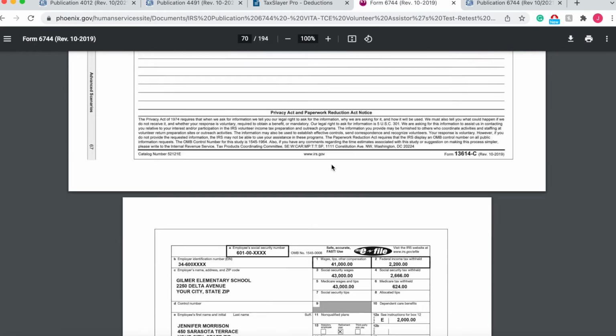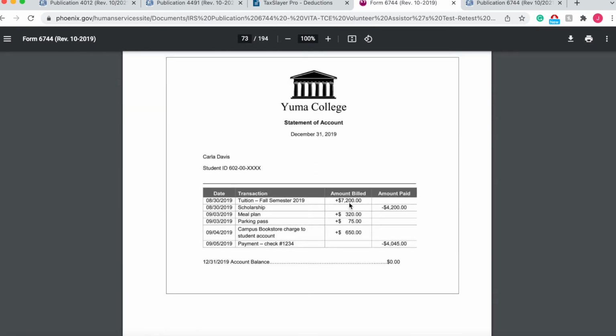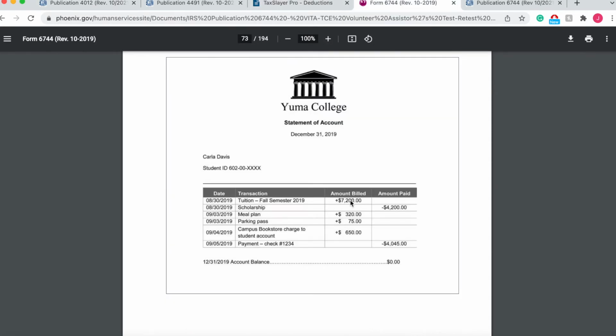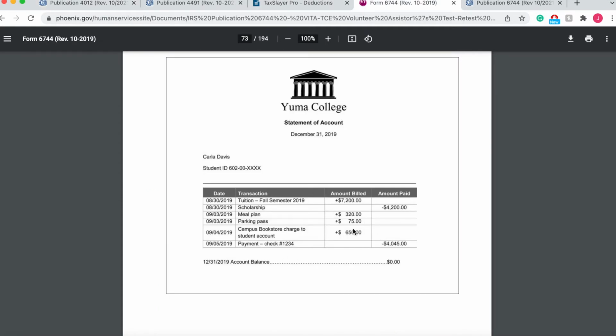So if we come back here to the education expenses that we got from the school, we saw that tuition was paid for, there was a meal plan, a parking pass, and charges to the student account from the bookstore, which we learned from the interview were all for school. Coming here to publication 4012, we can see that the tuition will count as an education expense. So that $7,200 there will definitely count. The meal plan will not count because that's a part of room and board. The parking pass would count as a travel expense, and so that would not be included. And then the cost of the campus bookstore would be included because those, in fact, were all used on school items.